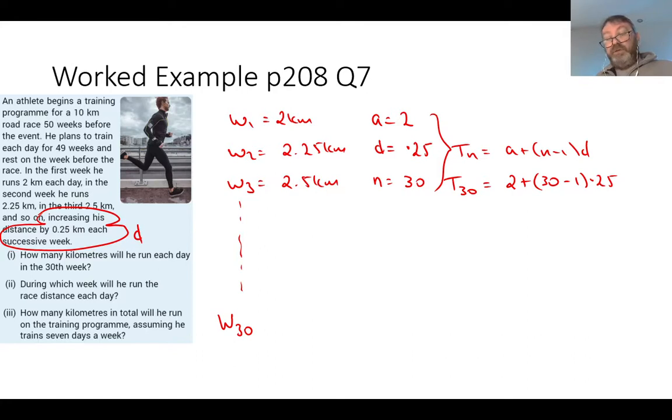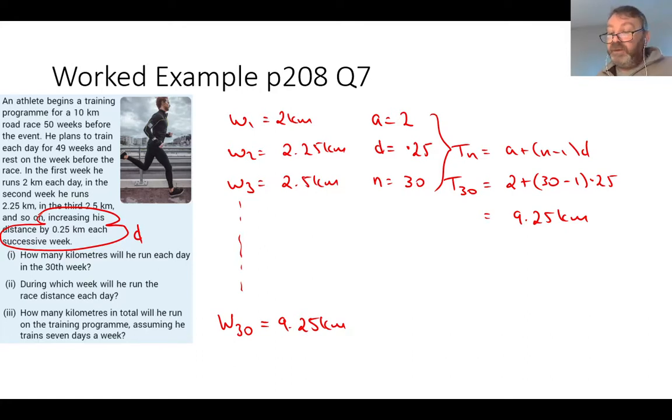And that comes out as 9.25 kilometers. So by the time we get to week 30, he's running 9.25 kilometers each day. Part 2. During which week will he run the race distance each day?